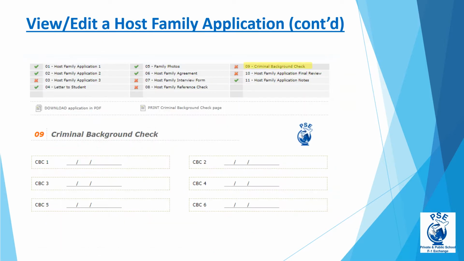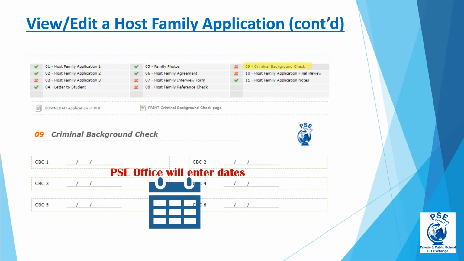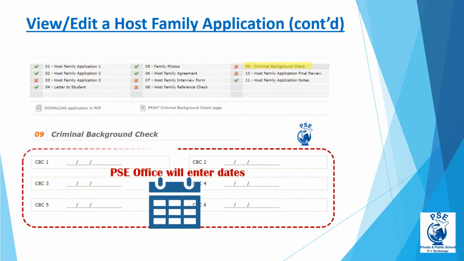Page 9 is where the criminal background check information is located. Everyone in the household over 18 years of age must submit a criminal background check, either by using the link on the application or sometimes you will email them a link. Once the criminal background checks have cleared, the PSE office enters the dates here. If there is an issue with a criminal background check, then the PSE office will notify the regional manager.